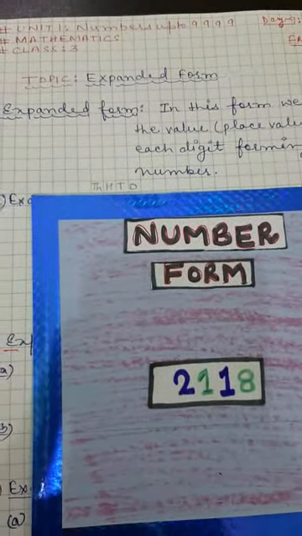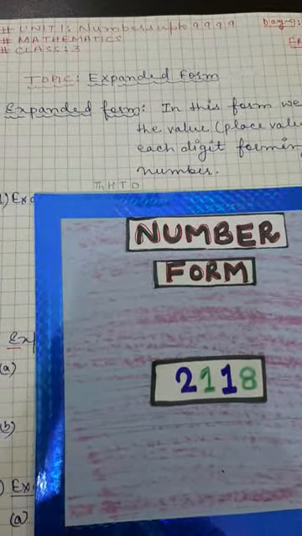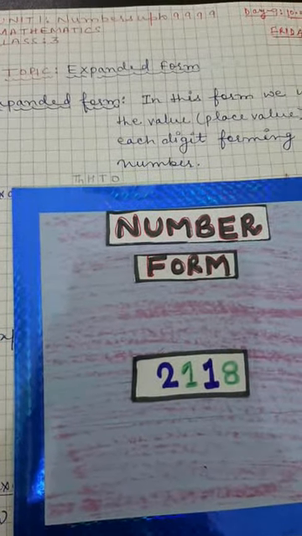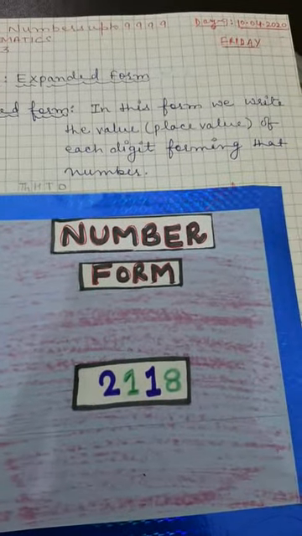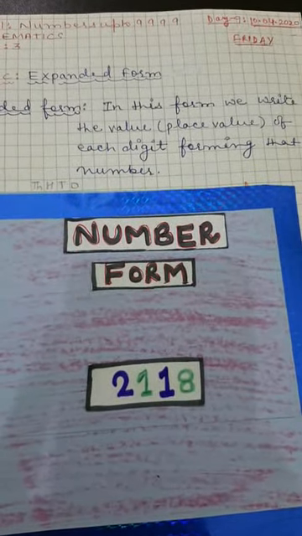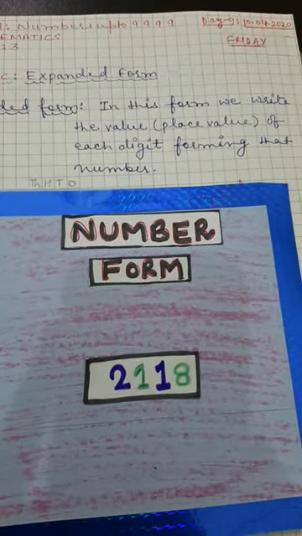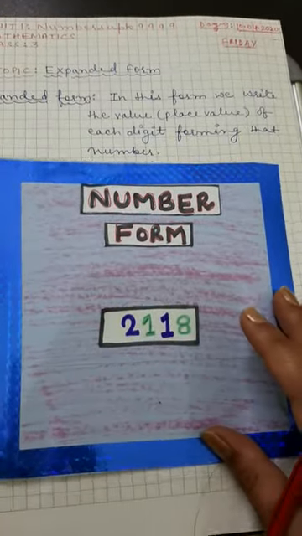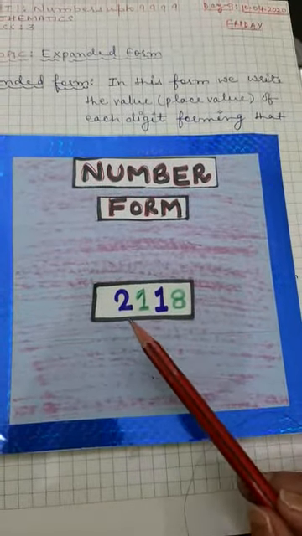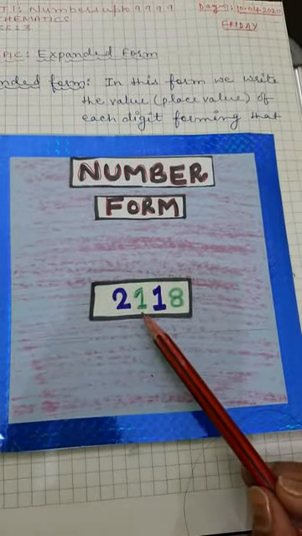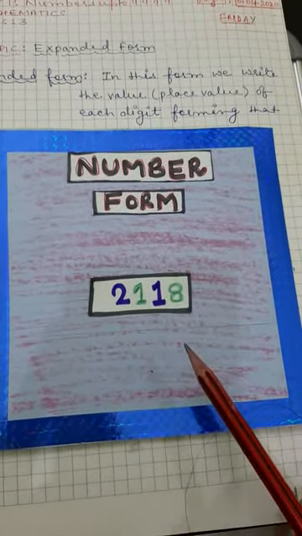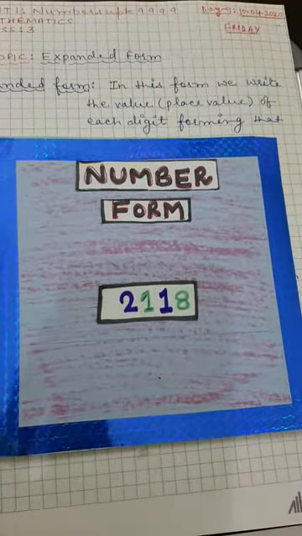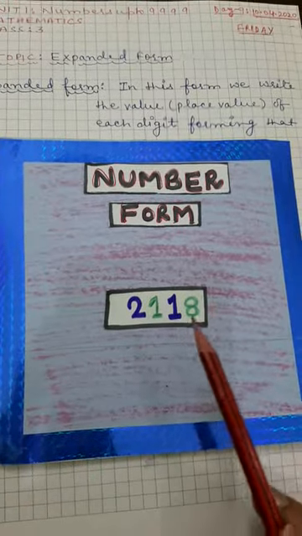Welcome all. Our today's topic is expanded form. Let us first understand what is expanded form. In this form, we write the value or the place value of each digit forming that number. Let us take an example. This number is 2118. Writing any number in this form is called its number form or standard form.